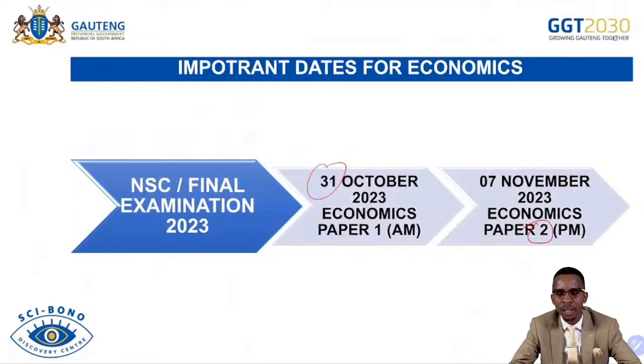As you plan your study, it is very important to note also which are the subjects that are followed by economics. For instance, your paper 2 is simply coming after maths and maths lit and others, as well as technical maths. That is very important information you need to note as you'll be preparing for your examination.